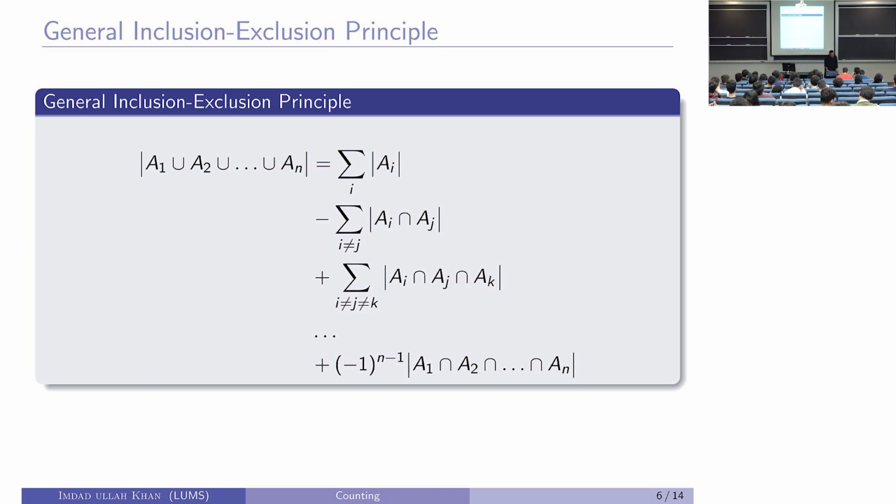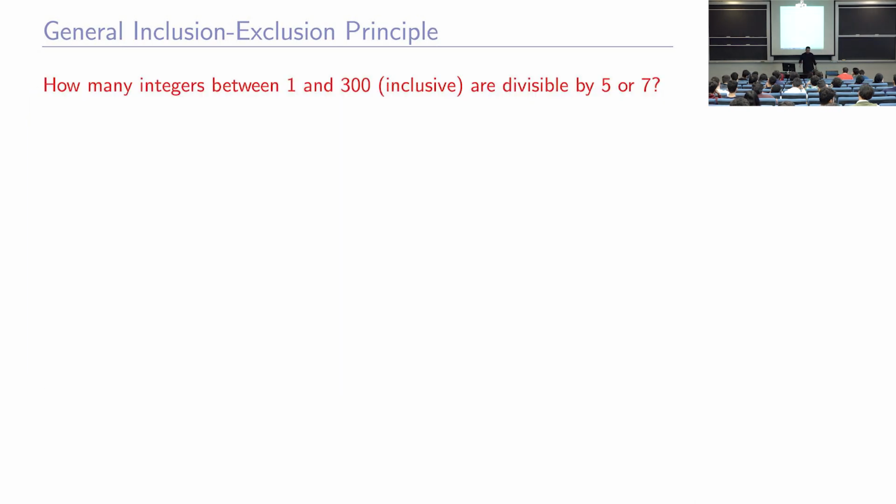Okay, so let's do some applications of this. Where do we encounter this? It's a simple question. You must have seen this in algebra. How many integers between 1 and 300, and when I say between, that means including 1 and 300, are divisible by 5 or 7? How many integers between 1 and 300 are divisible by 5 or 7, right?